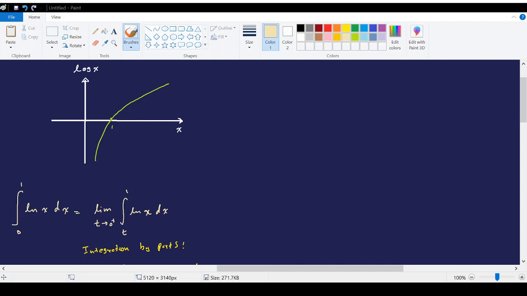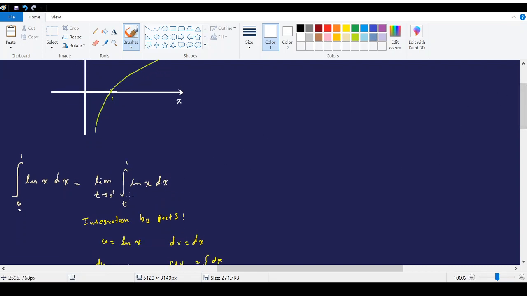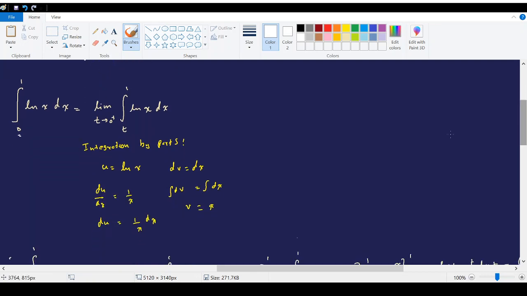As the final example for an improper integral, let's consider the integral of ln x from 0 to 1. And you can see that from the graph of ln x, we have a vertical asymptote at 0. Okay, so according to the method that we mentioned, we should take the right limit of this integral, and to solve this integral we will need integration by parts.